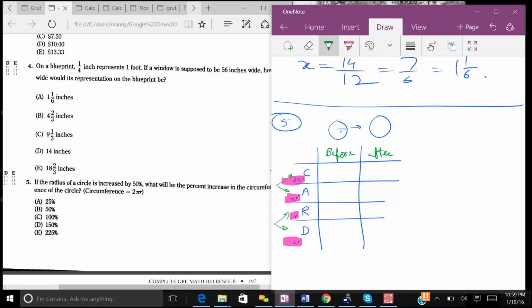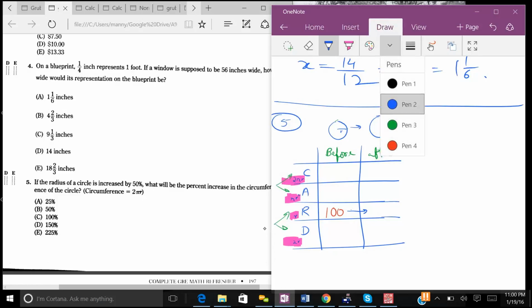Now let's see. The third app I want you to know is the most important app for GRE, and that is 100. When they don't give you numbers, like this question gives you percentage and ratio only, plug in 100. 100 is your best friend for GRE. If you know your 100, you'll be able to guess a lot of answers quickly. Look at this. 100 changes to 150, right? 50% up. With 100 you can do a lot of things in your head and save a lot of time.